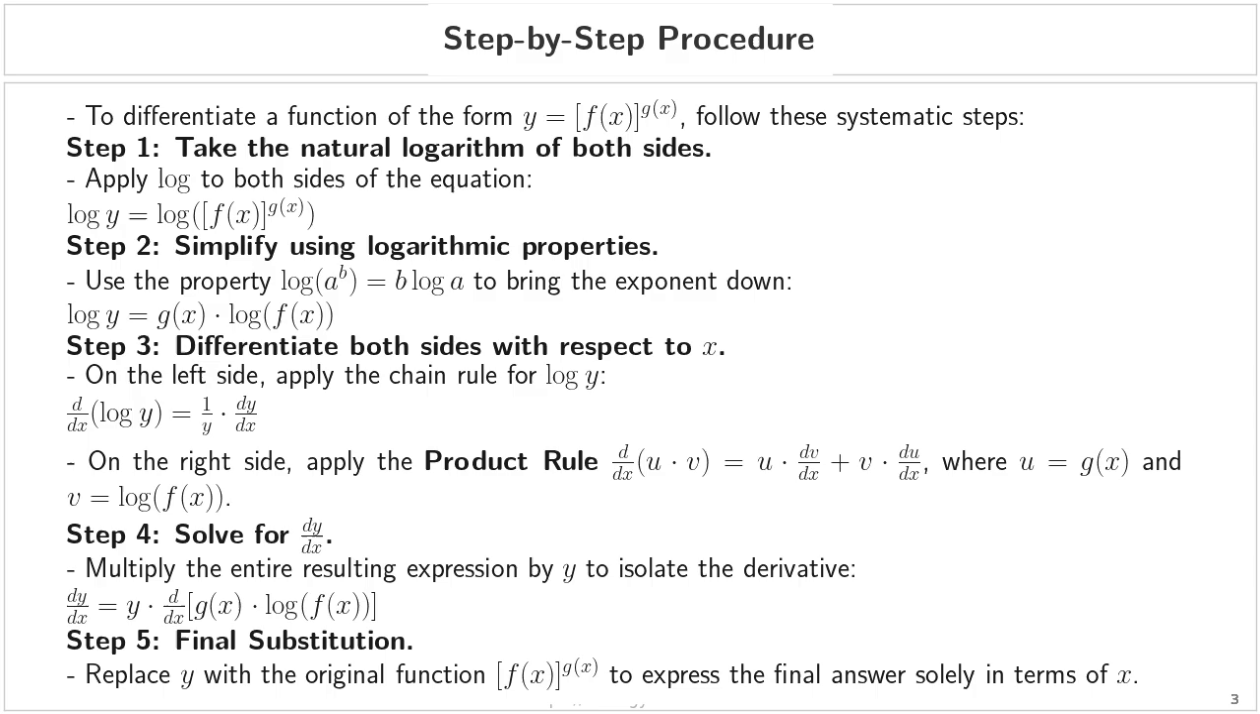Step 5. Perform the final substitution. To ensure our final answer is expressed solely in terms of x, we replace y with the original function, which is f of x raised to the power of g of x. While this process may seem detailed, it is a very reliable method. To see how these steps are applied in a real problem, let us move on to our first worked example.